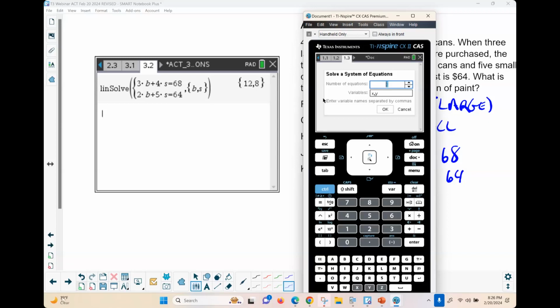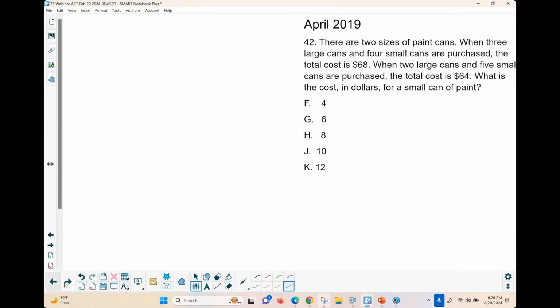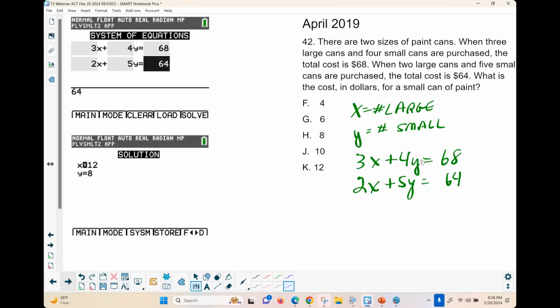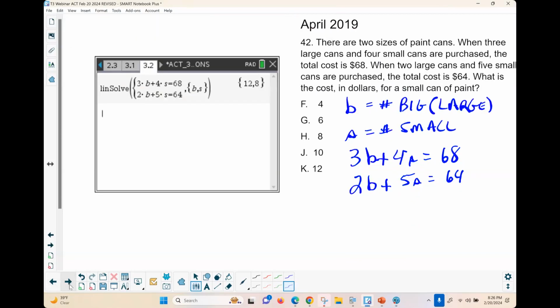And oh, you know what? Did I give the wrong answer before? X was large, and I said we wanted to find small. So we wanted small. Yeah, sorry about that. So that was 8. Sorry about that. I had the right answer, didn't interpret it correctly. Okay, so again, that's how you would solve it. Just type it in as you see it. A little bit different look, but solves any linear system.